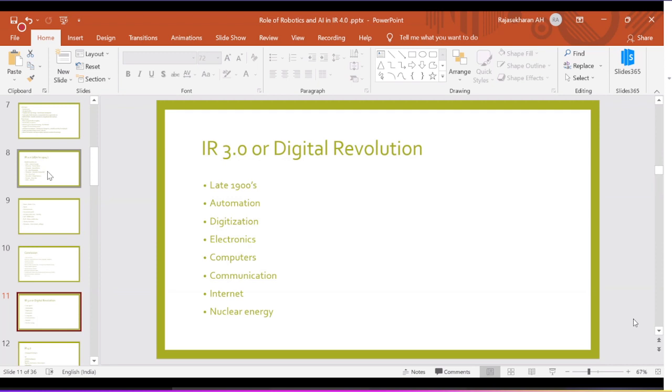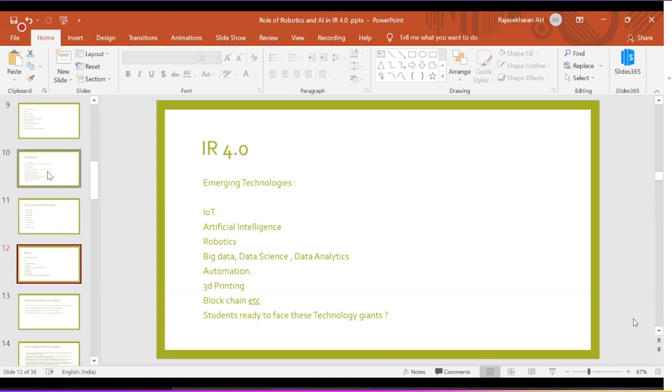So we would have started our career maybe in this IR3, about electronics, the chip, right? Then the computers, the communication, internet technology, then nuclear energy, right? So all these are for IR3. And now the next one, IR4. Some of the top giants in this industrial revolution 4 would be IoT, artificial intelligence, robotics, big data, data science, automation, blockchain, etc.